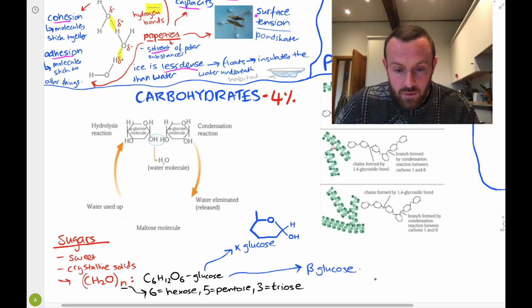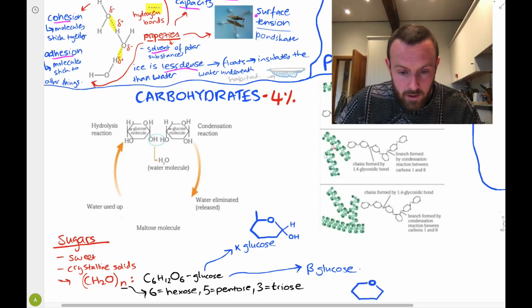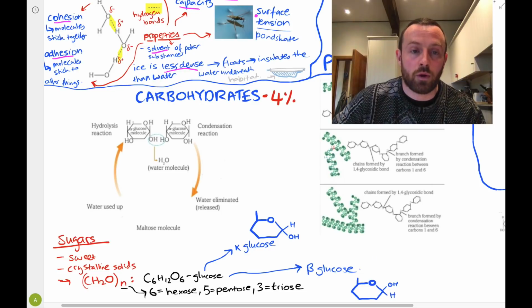For beta glucose, we start with the same oxygen in the sort of top right corner. We draw our hexagon, like this, but the OH on this one goes up like that. So the key difference is the position of the OH on carbon 1.